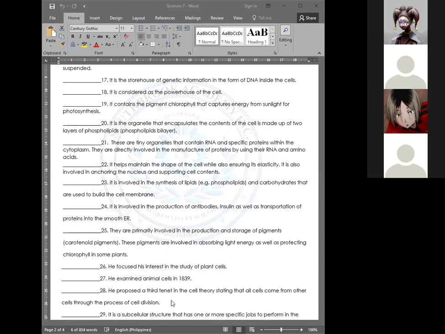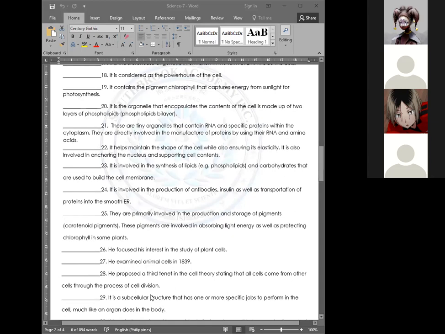He proposed a third tenet of the cell theory, stating that all cells come from other cells through the process of cell division. He is... third tenet... Rudolf Karl Virchow. Again, Rudolf Karl Virchow.